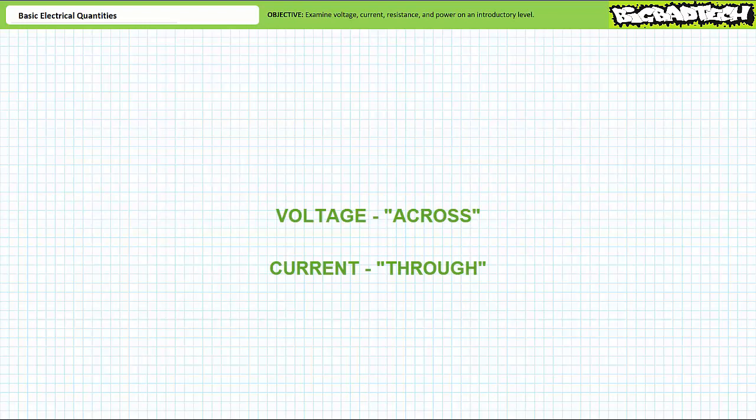Think about the terms across and through. Across means there are 2 points. Voltage is a measurement of the energy differential between 2 points. Through means there is 1 point. Current is a measurement of charge flow that passes through a single point. Across versus through, despite being non-technical terms, is the fundamental difference between voltage and current and speaks volumes about their nature and how to measure them.